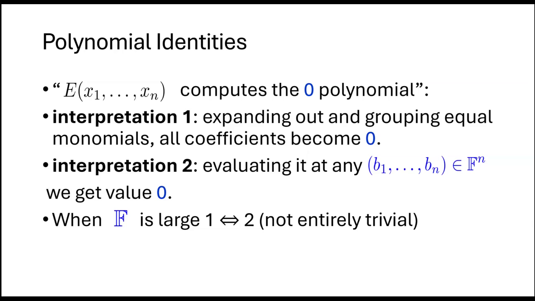The second interpretation is not the formal one for us, but it is important to think about, because this is what we can sometimes express in the theories that we shall work with: we evaluate it at any point and we always get 0 as the value of the polynomial at that point. So for all points over the field, we get 0. Now, when F is big enough, the two interpretations are equal. It's not entirely trivial to prove this.